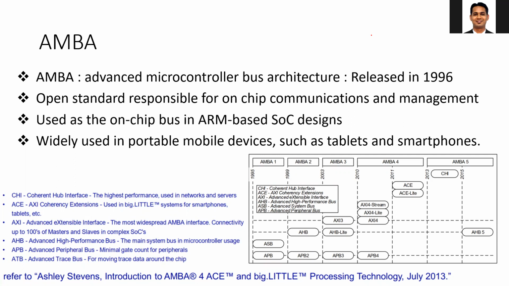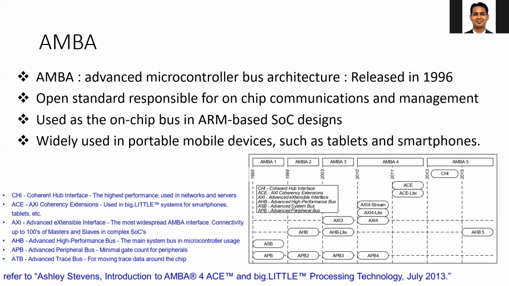Then in AMBA 4, the APB was extended. AXI 3 was improved further to AXI 4 to get better performance in terms of throughput, as well as to support multiple masters and multiple slaves. In AXI 4, two more versions were proposed, AXI 4 Lite and AXI 4 Stream, which we are going to study. But the main aim was to support flexibility of the communication protocol.